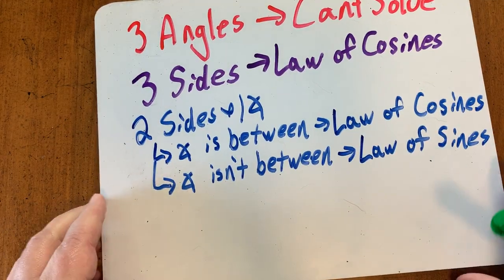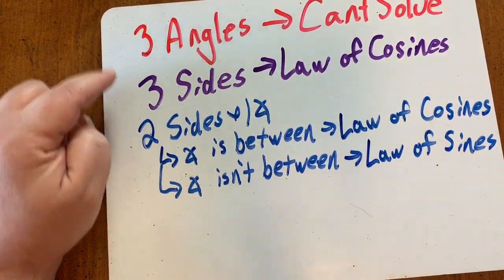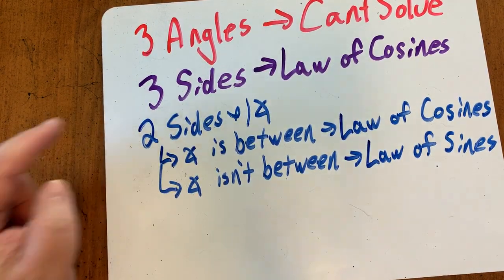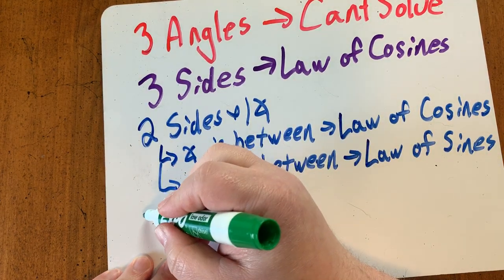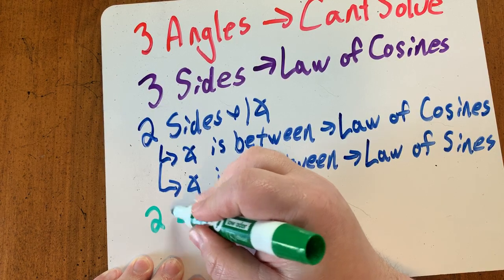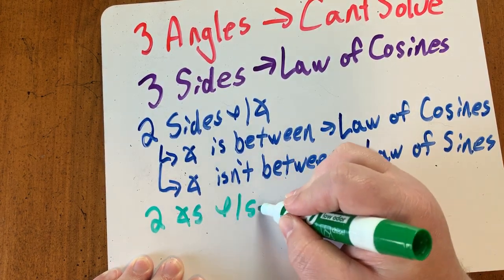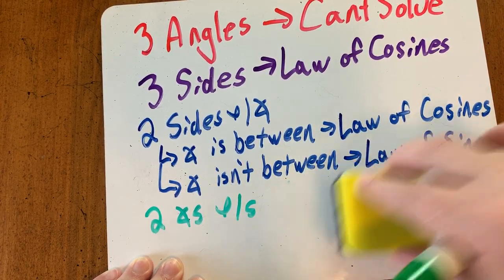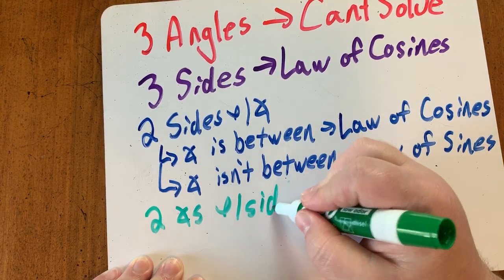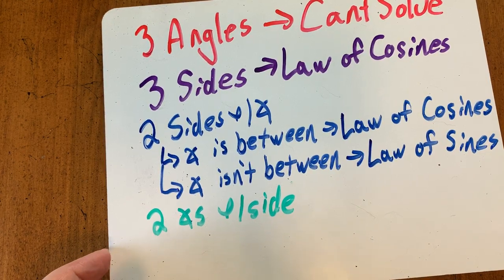All right. And the last case, so we can't do when we have three angles. Three sides, it's law of cosines. Two sides and one angle: if the angle is between, it's the law of cosines. If the angle is not between, it's the law of sines. The last one is anytime there's two angles and one side.